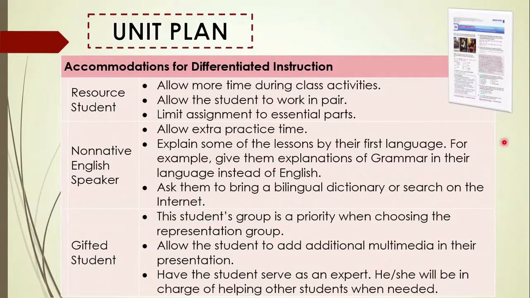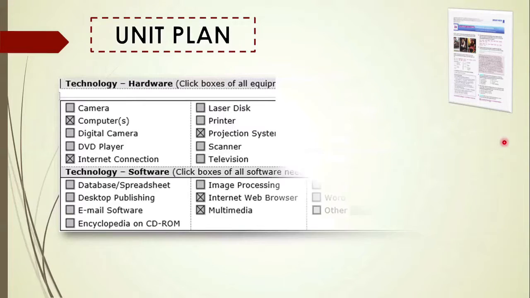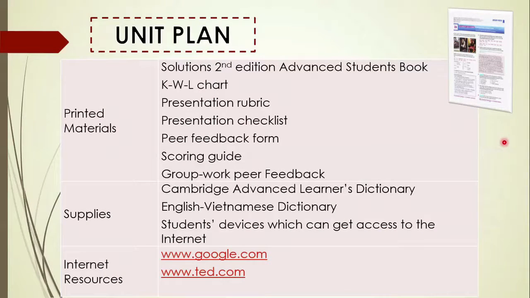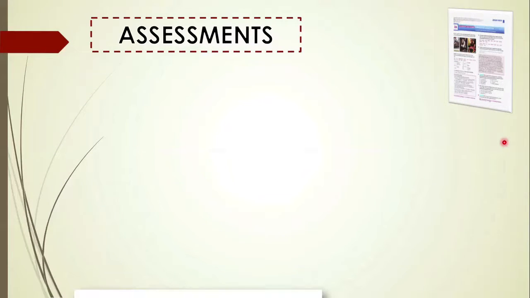I also include accommodations for differentiated instruction in the unit plan, and also technology hardware for the project, as well as the printed materials needed for the unit. Now we move to the assessment.